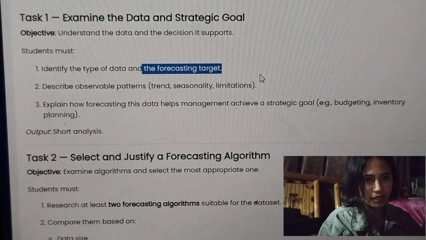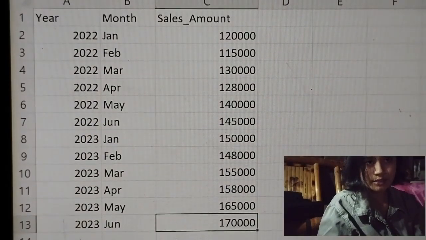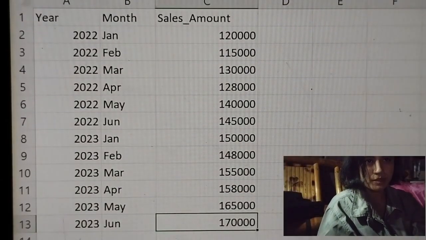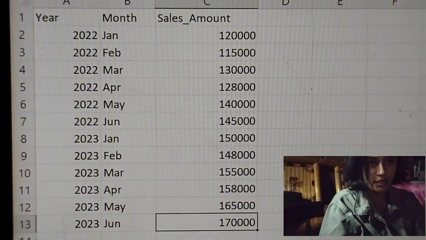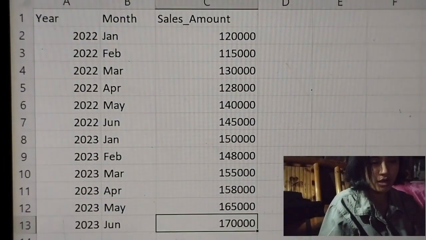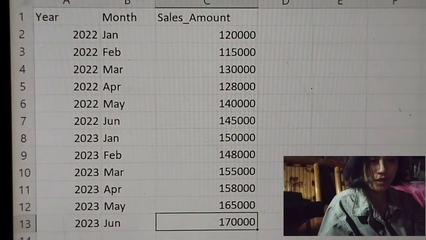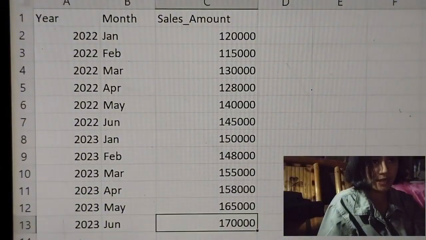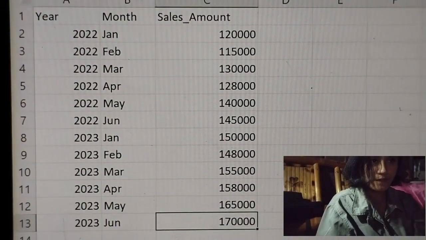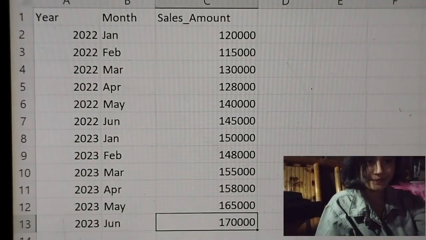The forecasting target in this dataset is the sales amount. This is because sales amount is a numerical variable that changes over time and represents the business outcome we want to predict. The year and month columns only describe when the sales occurred, but they are not the values being forecasted. So the objective of forecasting is to estimate the future values of sales amount based on historical monthly patterns.